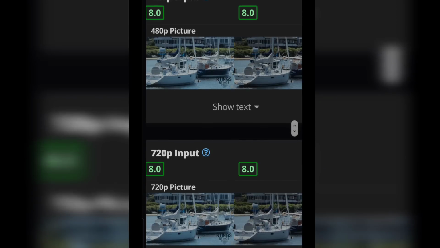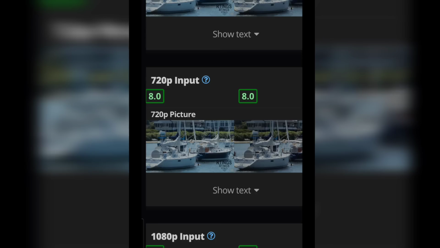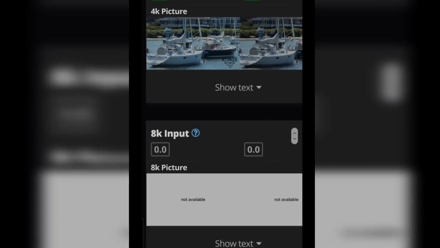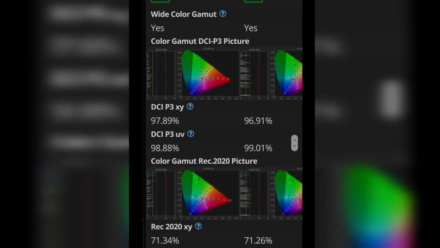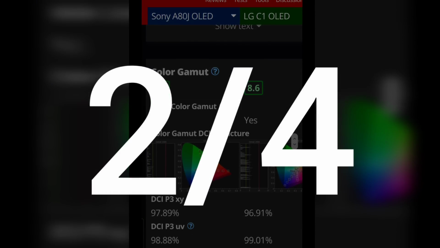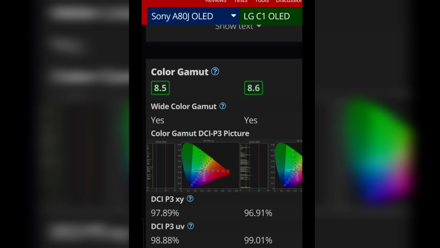The C1 is the best out of all of the OLEDs I have tested so far. And that includes the A90J, folks, which, again, people really don't like to hear. Okay, so now let's continue to scroll down. You want to use color. Okay, so color also goes to the C1. I mean, at this point, you can kind of stop the comparison because there's no need.